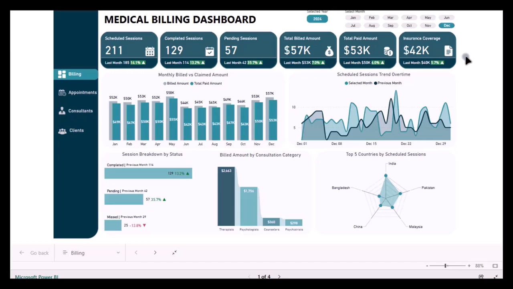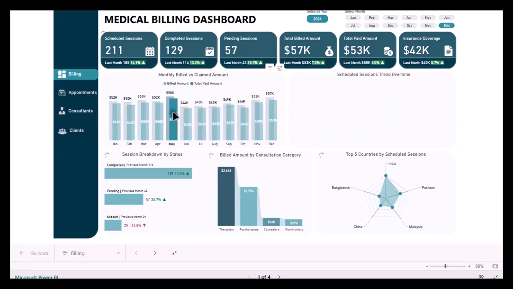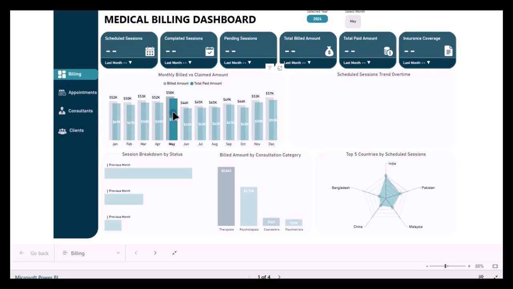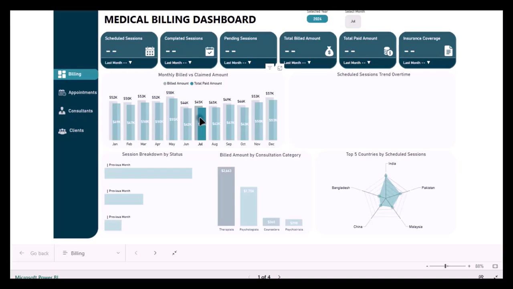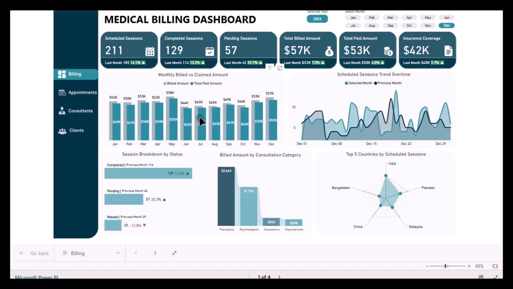Now let's move forward to another visual, which is monthly billed versus claimed amount. This is a bar chart visual. This visual compares billed accounts with actual claimed payments over time. This visual helps you identify gaps in your cash flow. For instance, in May, the dashboard shows a spike in billed amount, which is 58,000. But you will want to dig deeper into why payments don't match. Spotting trends like this can help you fix inefficiencies in your billing process.